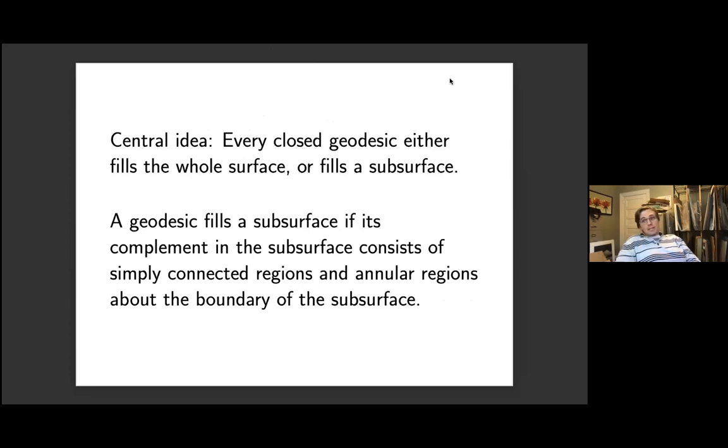Well, there's a central idea that was used in particular by Mirzakhani and Petri. The idea is that every geodesic either fills the whole surface or it fills a subsurface. And a geodesic fills a subsurface if its complement in the subsurface consists of simply connected polygons and some annular regions about the boundary. The case of a simple geodesic is very special. You might say a simple geodesic fills an annular subsurface, but let's maybe put that aside. So the idea is if it's not simple, it intersects itself, and it might not fill up the whole surface, but it at least fills up some subsurface, sort of combinatorially.